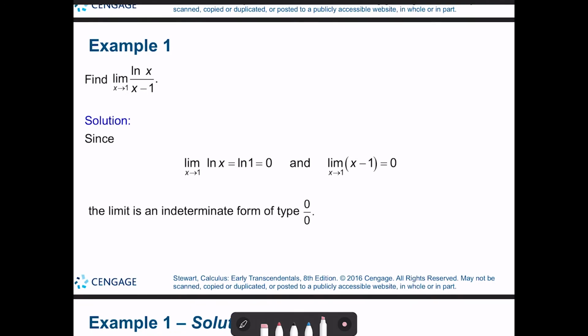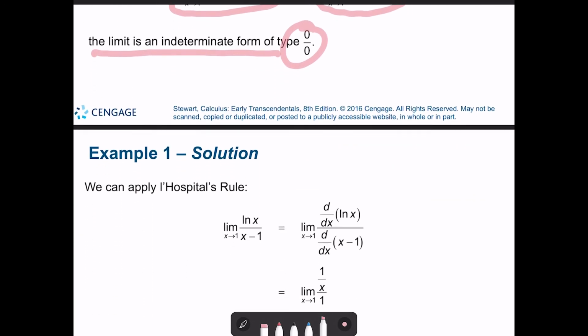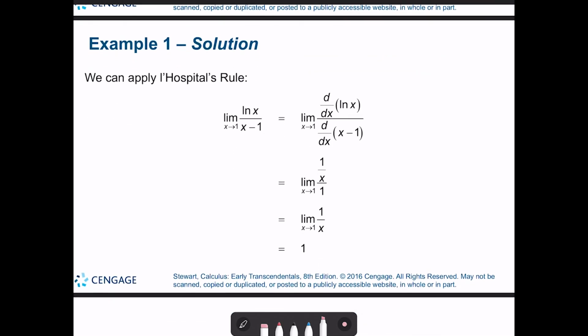Now an example, finally. Find the limit as x approaches 1 of the natural log of x over x minus 1. What's the strategy here? Well, first let's confirm that we're in the correct environment to even be applying L'Hopital's rule. The limit of the numerator as x approaches 1 is equal to 0. The limit as x approaches 1 of the denominator is equal to 0. Therefore, the limit is an indeterminate form of type 0 over 0. Okay, so we can apply L'Hopital's rule.